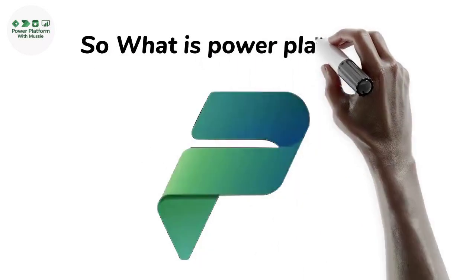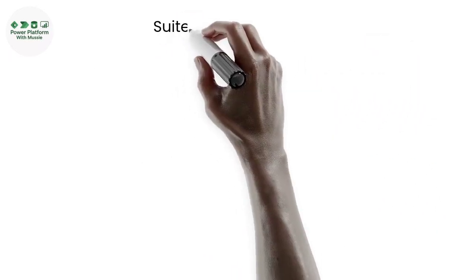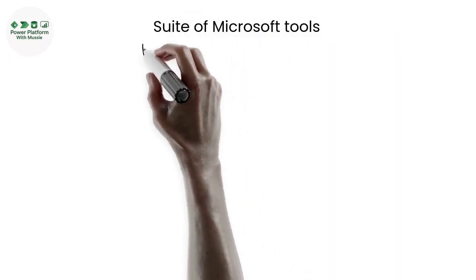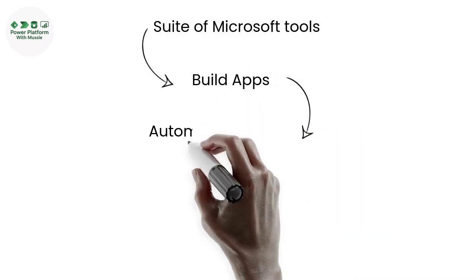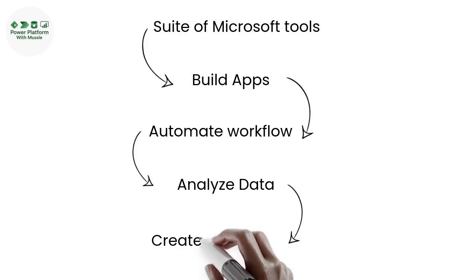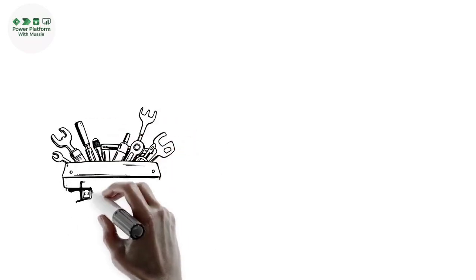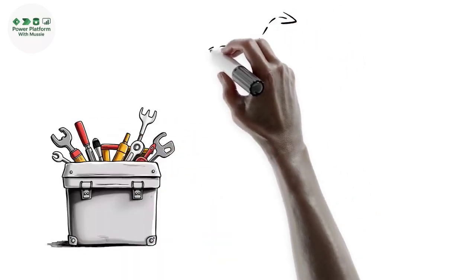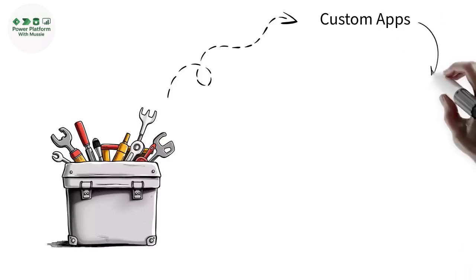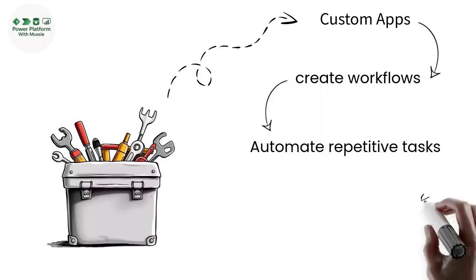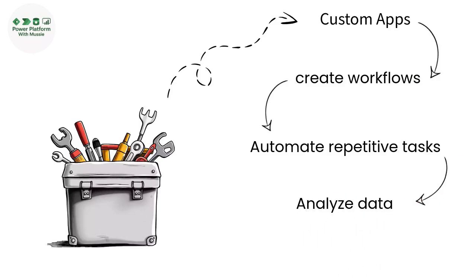So what is Power Platform? Power Platform is a suite of Microsoft tools that lets you build apps, automate workflows, analyze data, and create chatbots, all without writing much or any code, as it is a low-code, no-code platform. Think of it like a toolbox that helps you build custom business apps, create workflows to automate repetitive tasks, analyze data to make better business decisions.